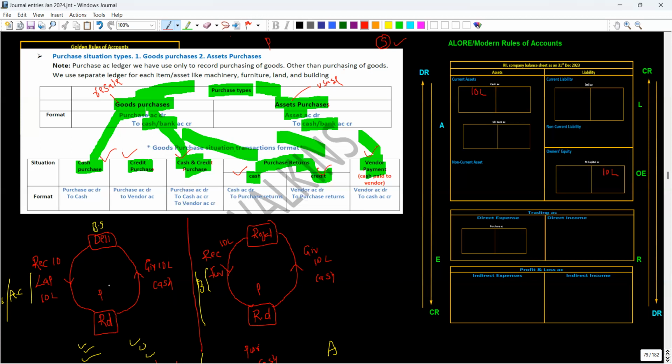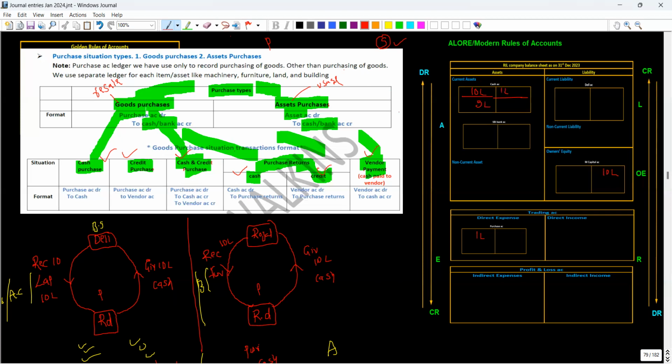If the company is purchasing a laptop from Dell company with a value of 1 lakh, 2 lakhs, 5 lakhs, 10 lakhs, what is the journal entry? Purchase account debit to cash account. So purchase account debit 1 lakh and cash account credit 1 lakh. And here the remaining cash is how much? 9 lakhs.